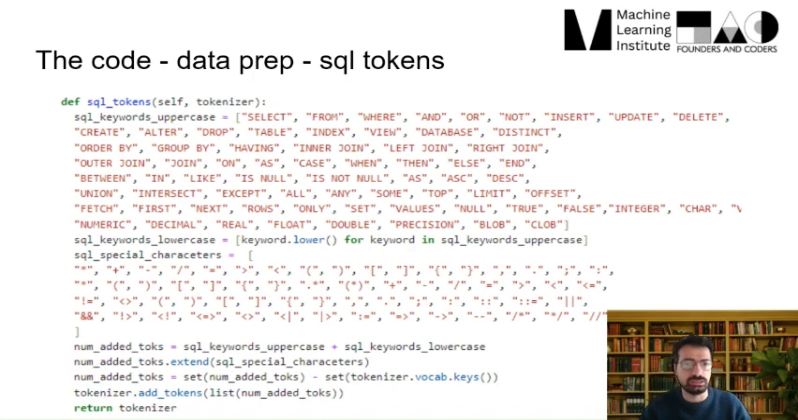It will identify it easier than if it was two separate tokens as SEL and ECT. So I looked at all the SQL commands, all the words in SQL, and I put them in. What's good about this code is that it subtracts the set of added tokens from what's already inside the tokenizer's vocab list, so it only adds the ones that it doesn't find in the tokenizer vocab list, which is quite handy. Only those tokens that are not already in the vocab keys we would add to our tokenizer.